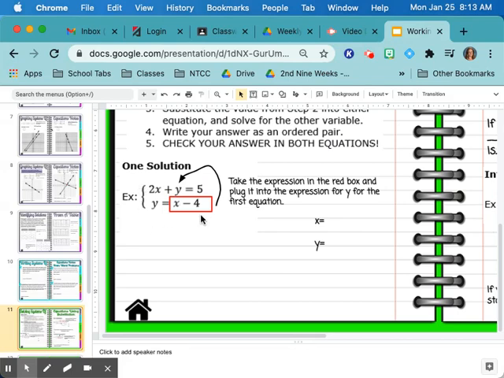So let's look at the first one. So I'm going to write this down. So 2x plus y equals 5. And y equals x minus 4.